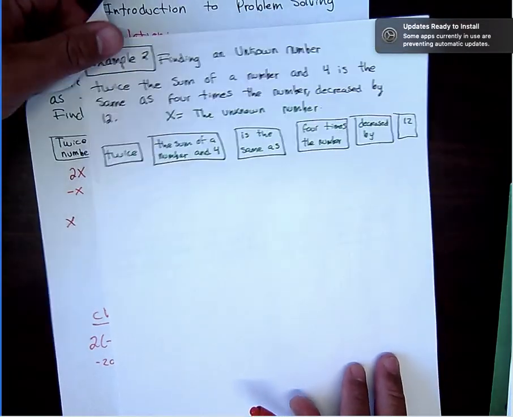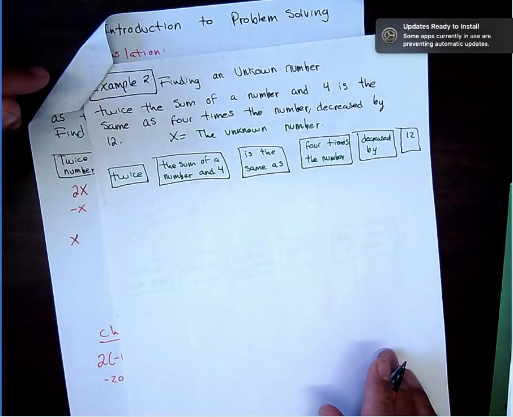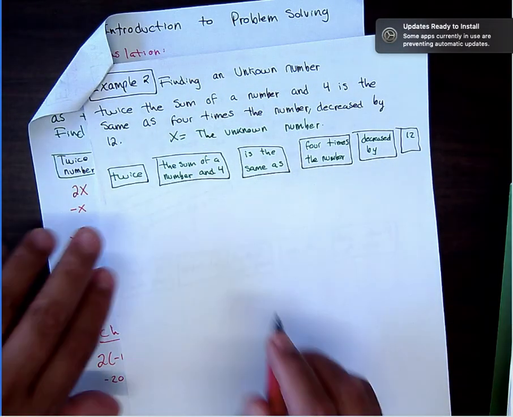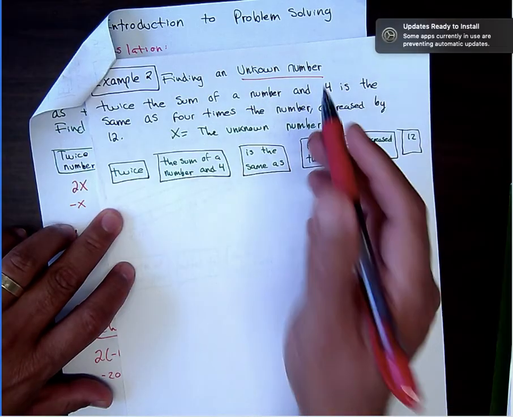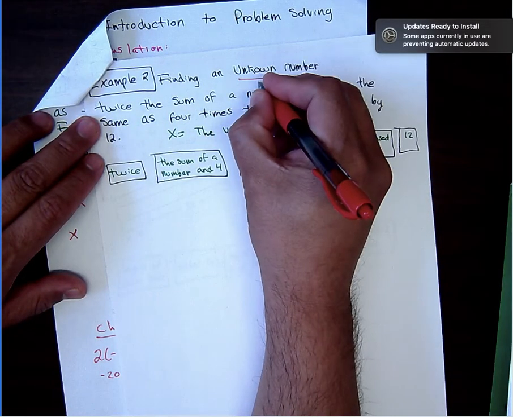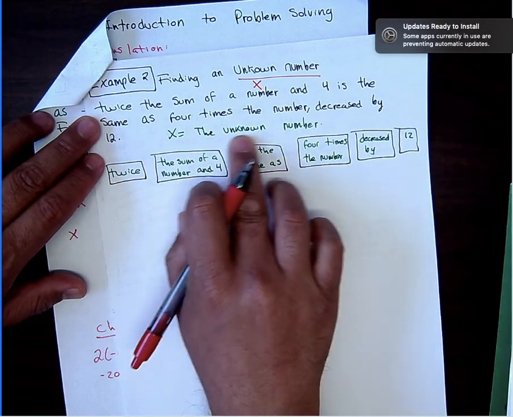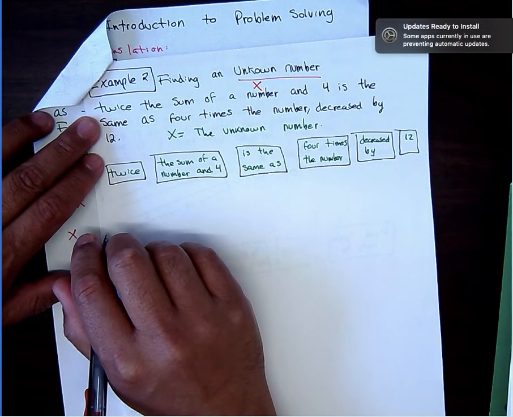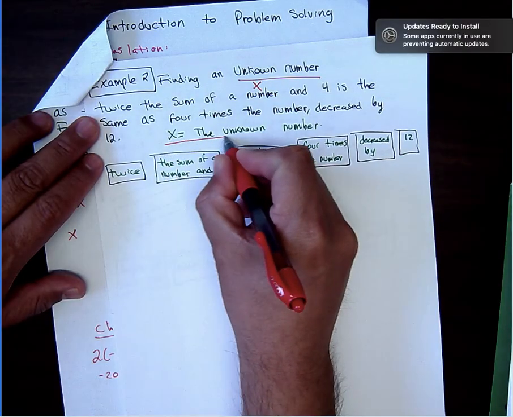So let's go to example 2. So again, this is direct translation again. So finding the unknown number. So we need to identify the unknown first. Twice the sum of a number. So you know the number is going to be the unknown. X is the unknown number. I even wrote it here. X is the unknown number.